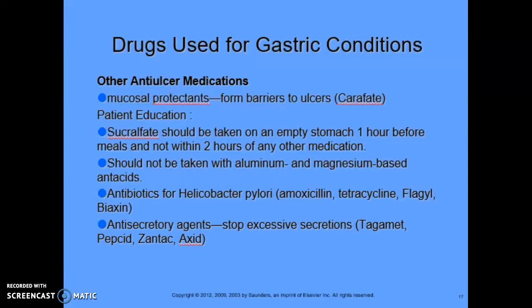So anti-ulcer medications, they are mucosal protectants which form a barrier over the ulcers. We want to educate the patient that sucralfate should be taken on an empty stomach 1 hour before meals and not within 2 hours of any other medications. It should not be taken with aluminum and magnesium-based antacids. Antibiotics for the Helicobacter pylori might be amoxicillin or Biaxin. And the anti-secretory agents which stop excessive secretion might be Tagamet, Pepcid, Zantac, etc.